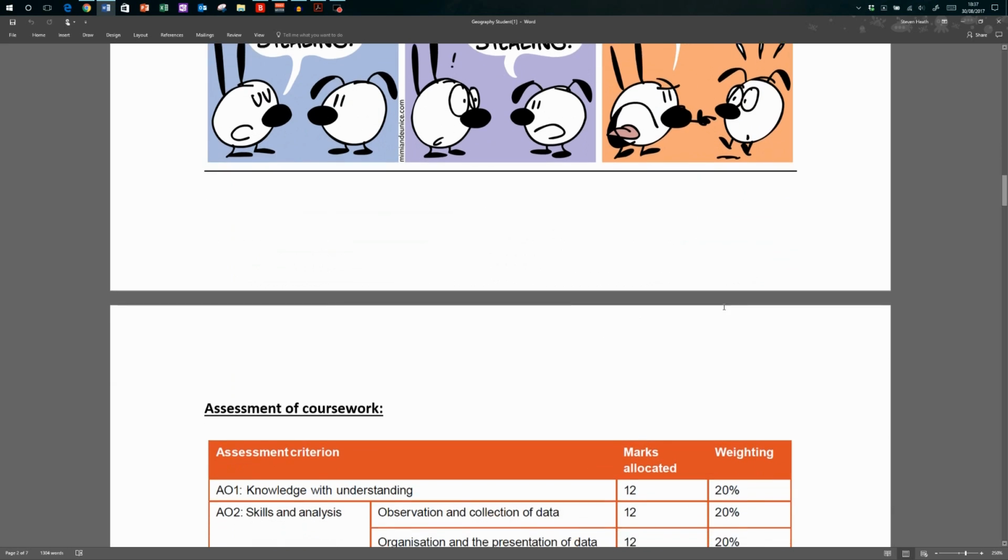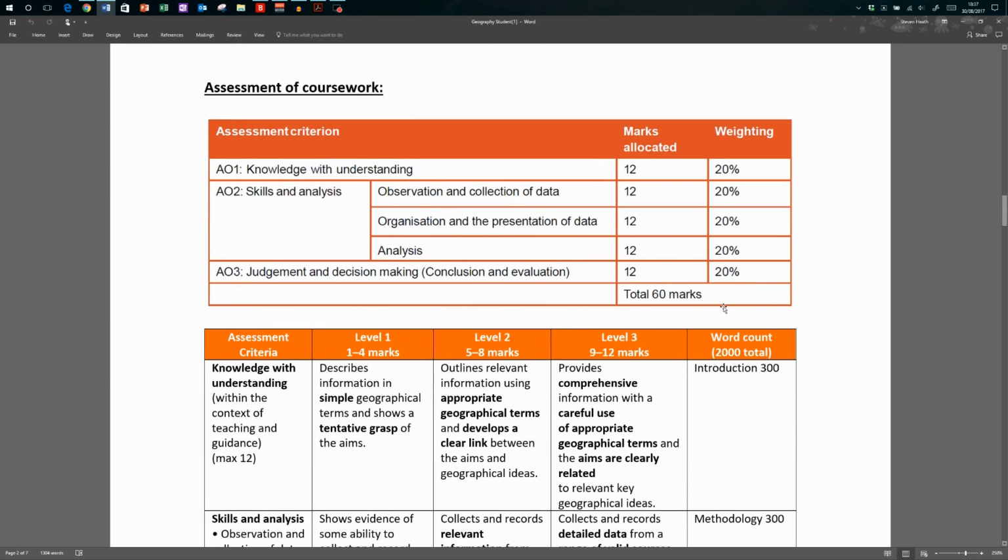Okay, this is showing you the assessment for coursework. Now, the assessment criteria above, this section over here is printed directly from the CIE curriculum. It's broken down into 60 marks, 12 marks for each section, worth 20% each. Now, I've taken that and I've turned it into a slightly more usable grid.